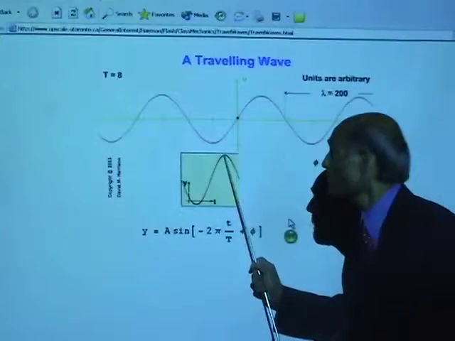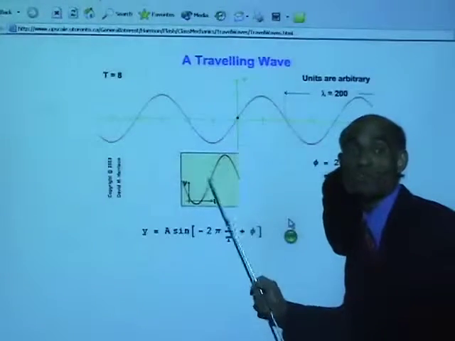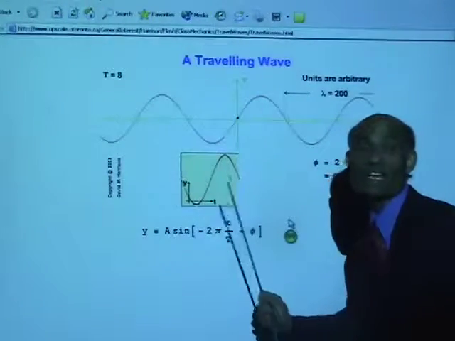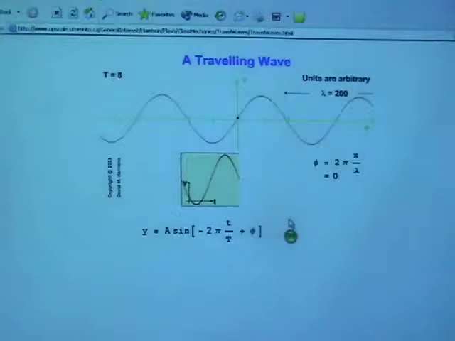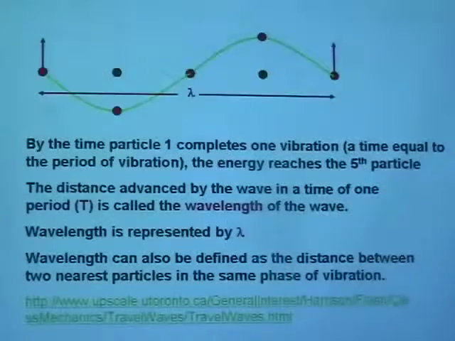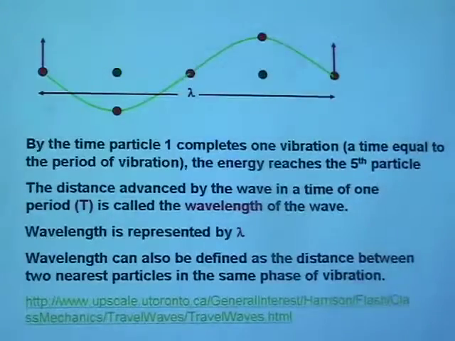Now here, the particle here is at the upper extreme. The particle here is at the lower extreme. And that is the difference between the crest and the trough.